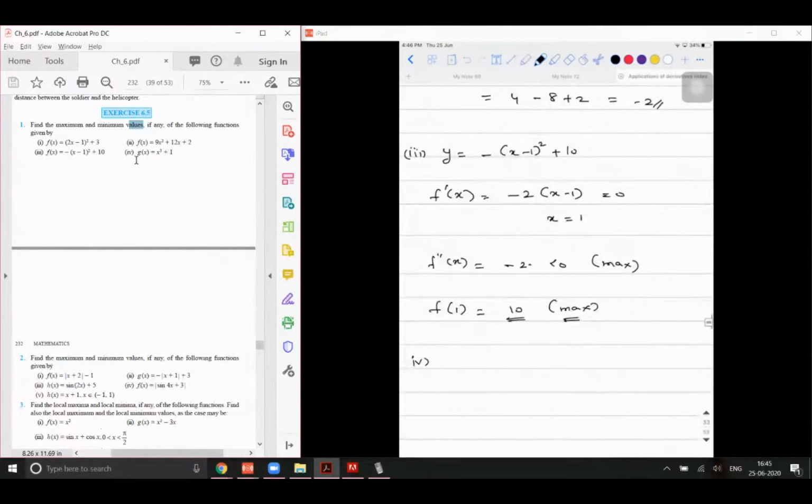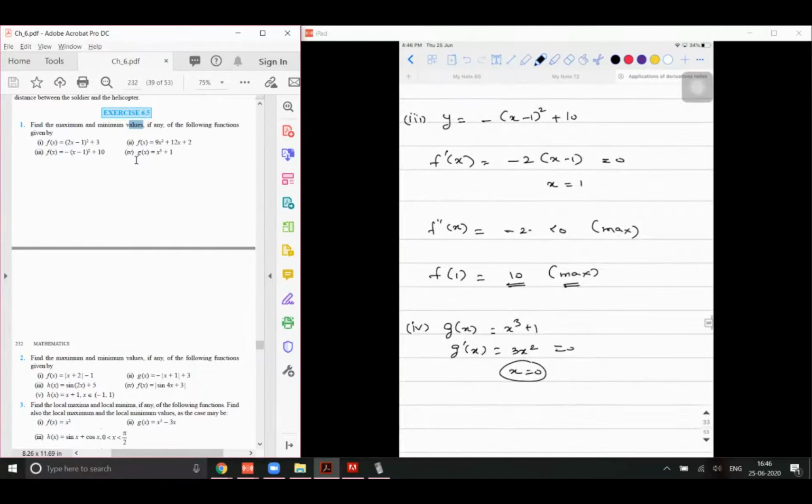I was thinking why they use the word "if any." You will get an answer in this question. So g of x is equal to x cube plus 1. You people do understand. Values of x, because x square is equal to minus 1 by 3. You can do g dash. g dash of x, you will have only one value: 3x square equal to 0, x equal to 0.